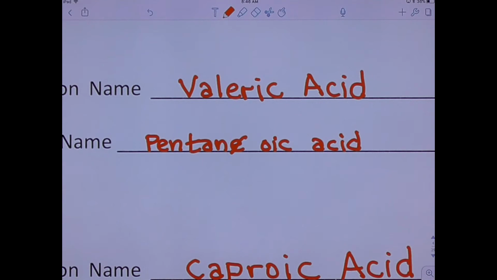So it really is all one word. I'm just doing it this way so that you can see how I got there, but it would be pentanoic. It's all one word.